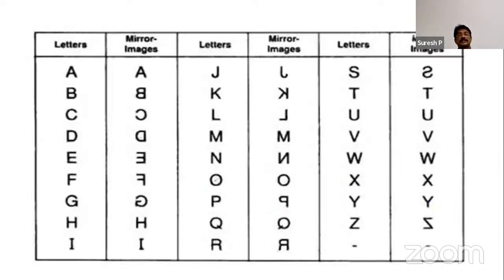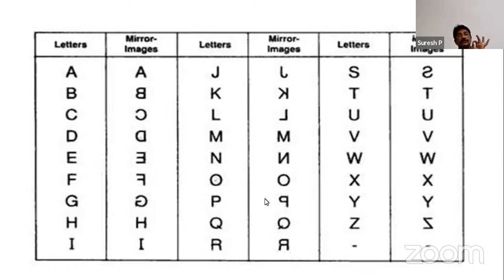So I will show the mirror images once again, because we observed all the things in the water images. Now you have to see the mirror image. So observe it. Mirror image of H and H will be same. I and I will be same. M will be same. O and O will be same. The rest are totally different. Correct? Okay. W and W will be same. X and X will be same. Y and Y will be same.